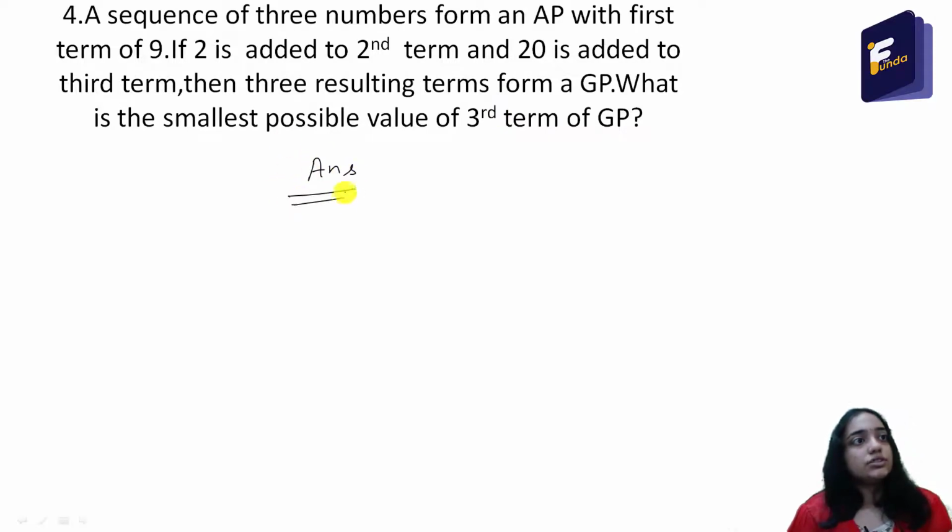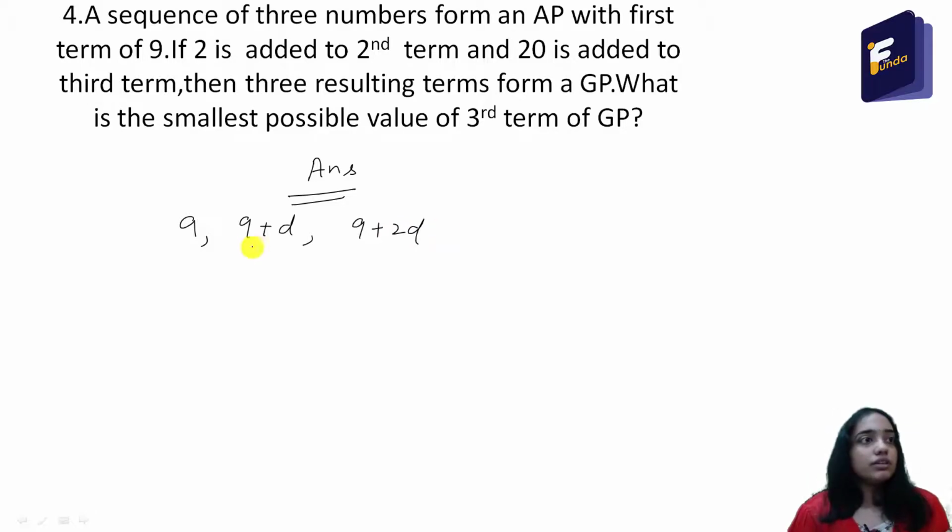So the answer to this question: a sequence of 3 numbers form an AP with first term of 9. So the first term is 9 and there are 3 numbers that form an AP. If 3 numbers are in AP, the second term will be 9 plus D, where D is the common difference, and the third term will be 9 plus 2D.